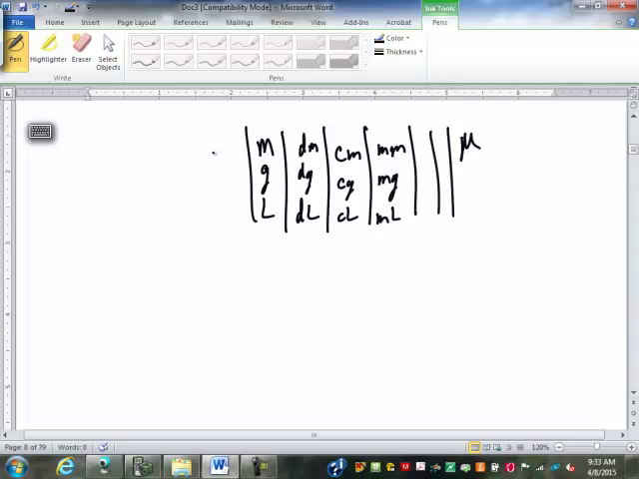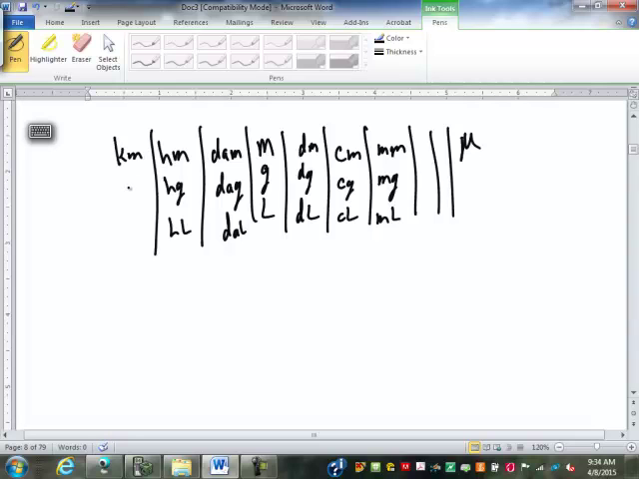Going this way, decameters, decagrams, decaliters, hectometers, hectograms, hectoliters. The hectos, no, we'll never use. Kilometers, kilograms, and kiloliters. So let's say we want to do some conversions. Again, we can keep going up to the megas, but we're not going to deal with converting those.